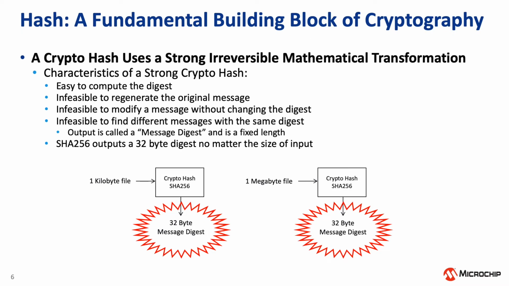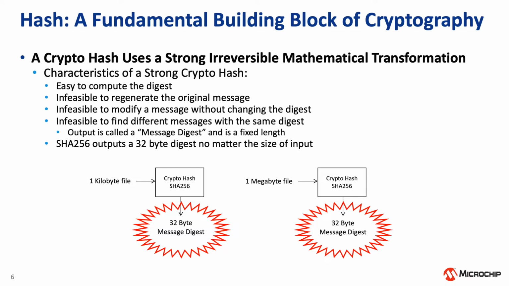So let's talk about a hash function. A hash function is a building block of all cryptography. A hash function uses a strong, irreversible mathematical transformation. The characteristics of a strong crypto hash are: it's easy to compute a digest. It's infeasible to regenerate the original message. It's infeasible to modify a message without changing the digest. It's infeasible to find different messages with the same digest.